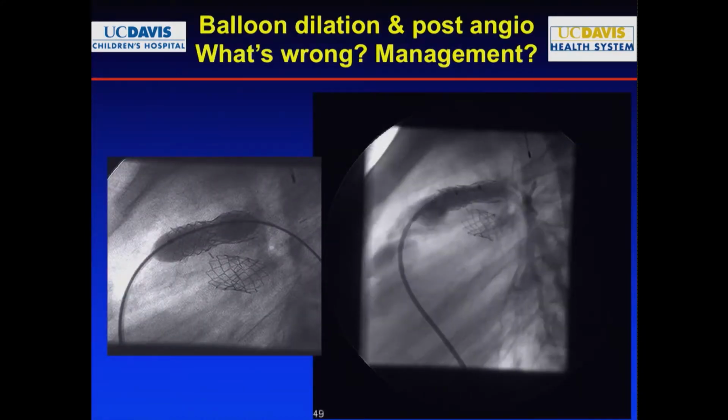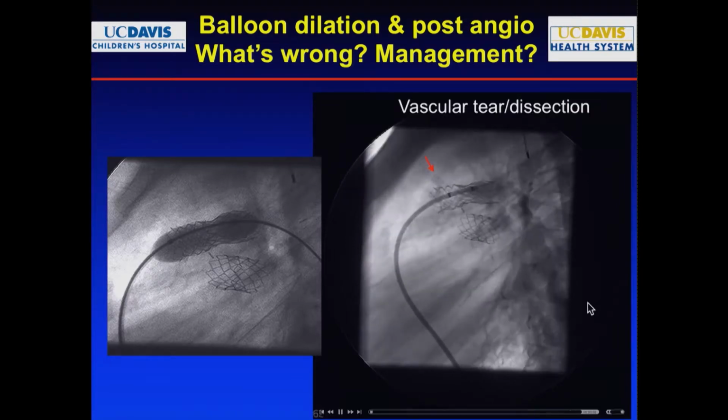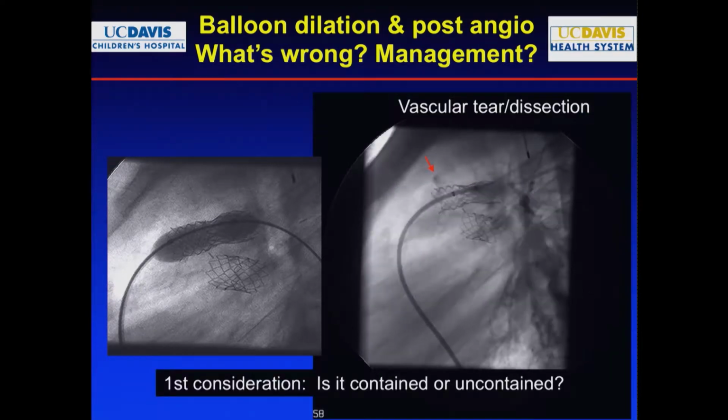So we balloon it, and so what do you see? All right, you can say it out loud. You see a vascular tear here. When you see that, what's the first thing you should be thinking about? This is what I always think about. Is it contained or uncontained? If it's contained, I don't worry. If it's uncontained, then I better scramble.